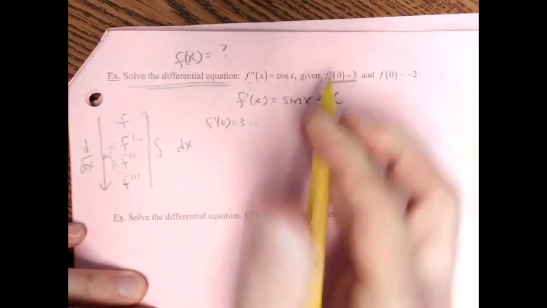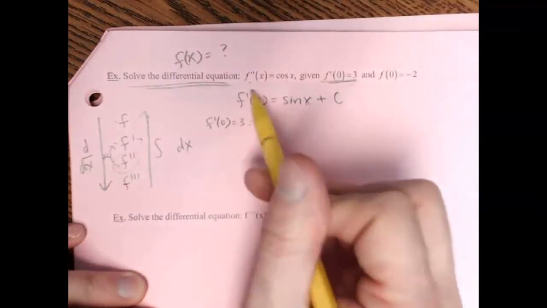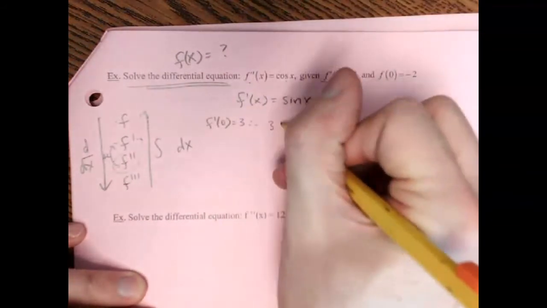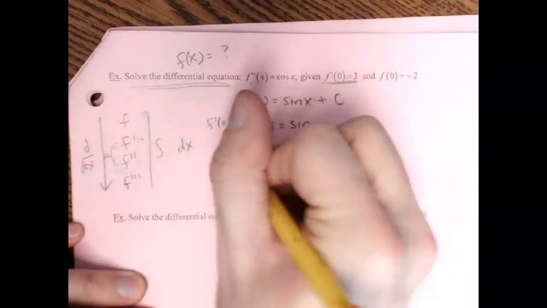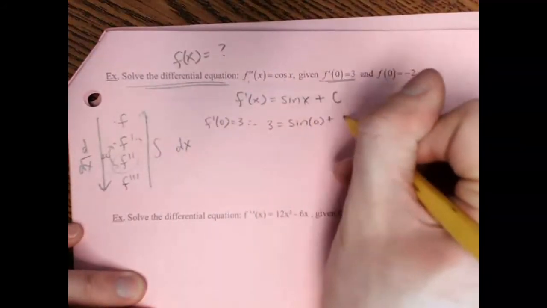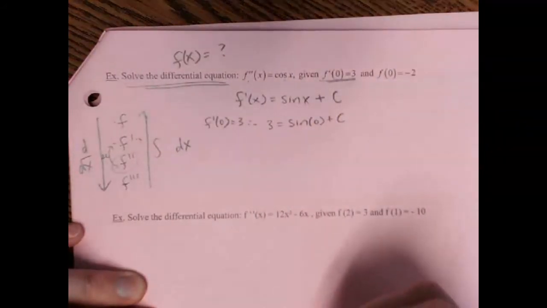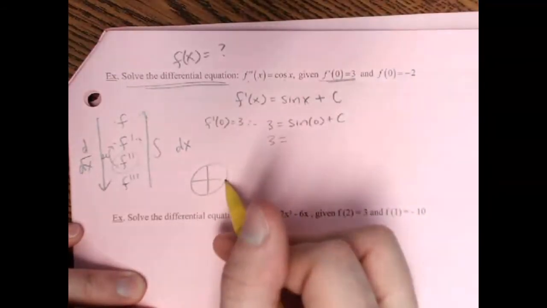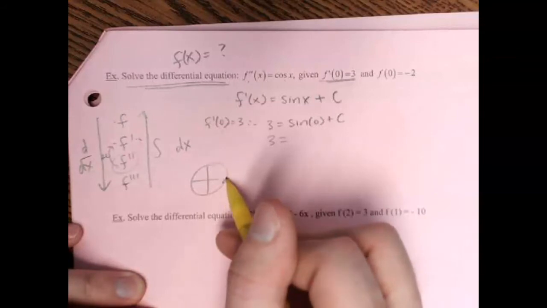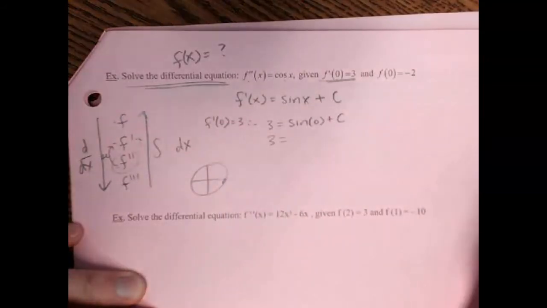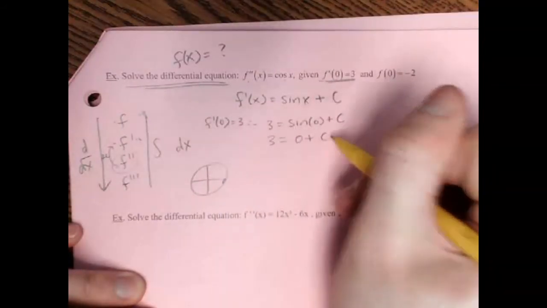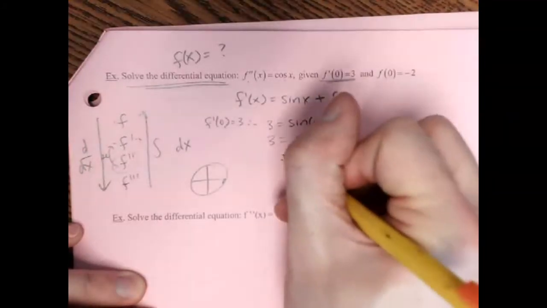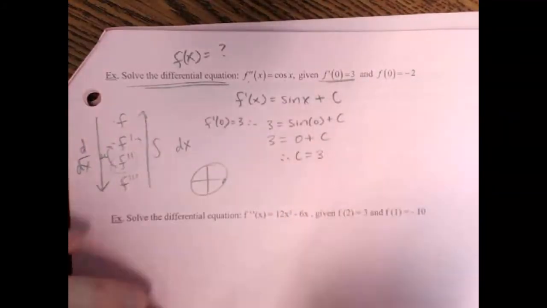Therefore, for the y value, or for the derivative value, plug in 3. And then for the x, plug in 0. Okay, so let's see. 3 is going to equal, now 0 is this point on your unit circle. The sine, the y-coordinate of that point is 0. So here the c-value is going to be 3. So let's plug it in.